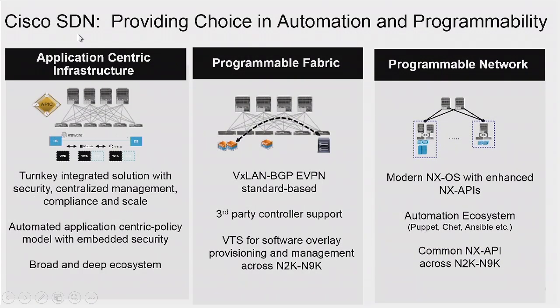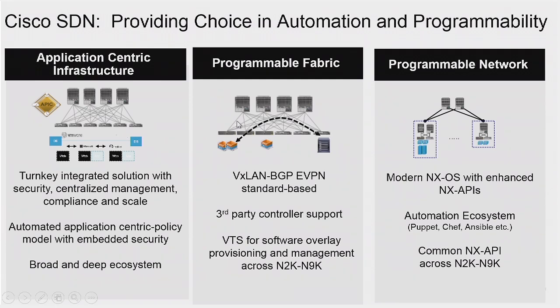Cisco's software-defined networking strategy, or SDN, provides choice for customers in automation and programmability. On the first pillar, we have application-centric infrastructure. Application-centric infrastructure defines policy on a per application or tenant basis. It also provides underlay and overlay automation and provisioning, as well as services integration in an automated fashion.